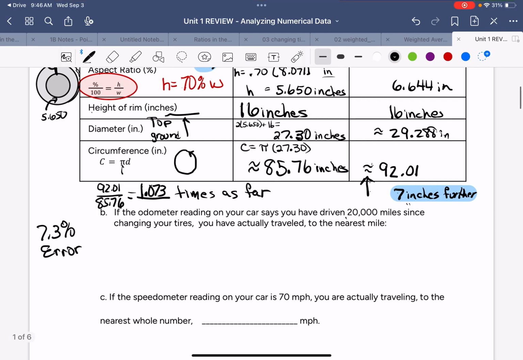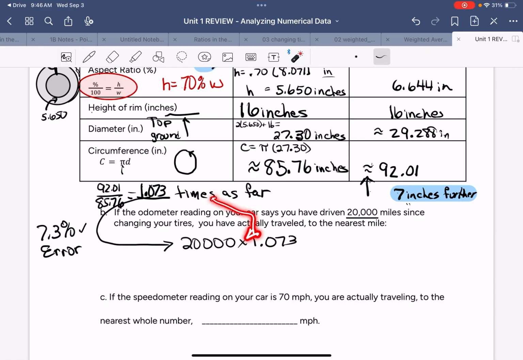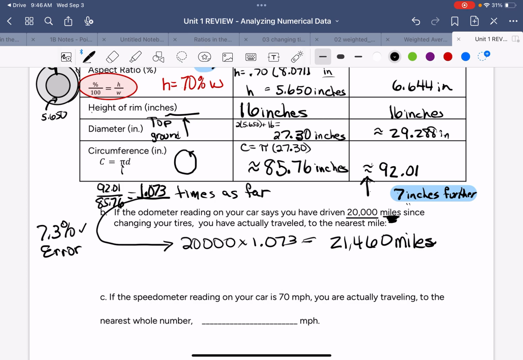So if it says you went 20,000 miles, you know that you're going to go 7.3% more, or in other words, you're going to multiply by what you know it should be. It's going to be 1.073 times as far. So 20,000 times 1.073 is 21,460. And we always need to make sure we're using our units, because otherwise that could be inches and it could be just a centipede crawling around. Don't even have wheels. Okay, so that's how many miles they actually drove.